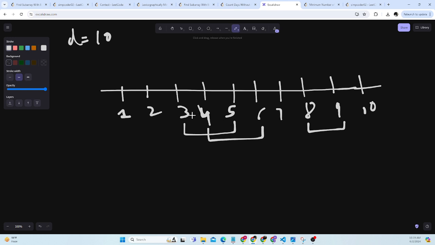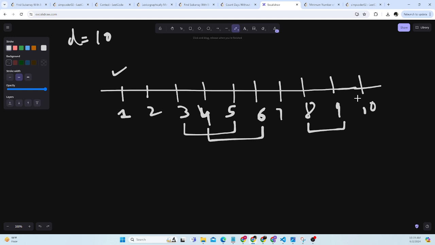So we are given the starting and end time. This is one meeting that started at 3, ended at 5. Next meeting started at 4, ended at 6. And the next meeting started at 8 and ended at 9. So we need to find for how many days the person was not in a meeting. The person was not in a meeting for this day, this day, this day, and this day. So the answer will be 4. For 4 days he was not involved in any of the meetings.